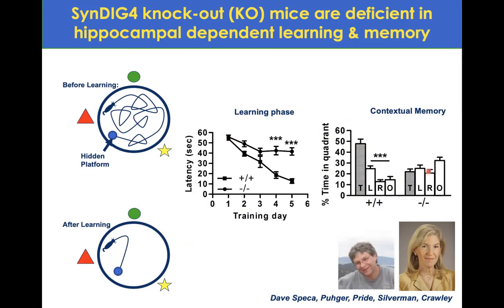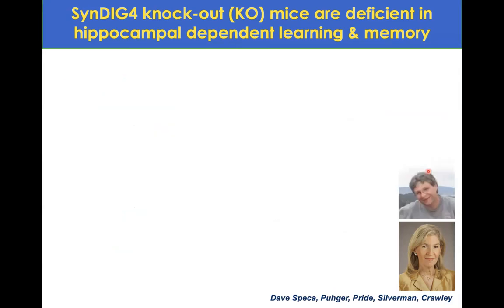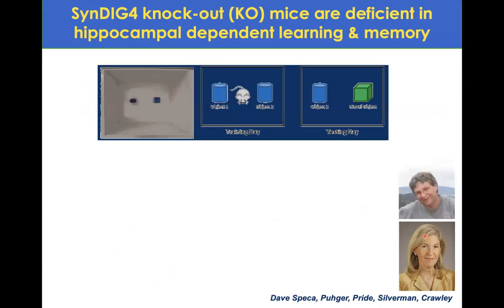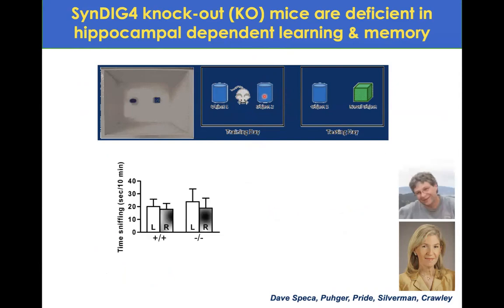In order to rigorously validate this finding, we performed an additional test of cognition, again with Jackie Crowley's group. This is a little fuzzy here. This is called the novel object recognition task. If you give mice 2 objects, they will spend equal amounts of time sniffing and exploring the objects, the left and the right.